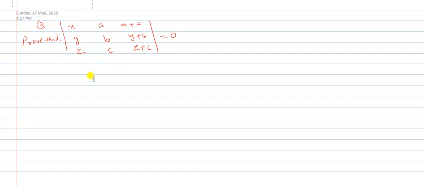This is a question for you. This is the determinant x y z, a b c, x plus a, y plus b and z plus c, equals 0. I have to prove that. Okay, so let me solve this question.